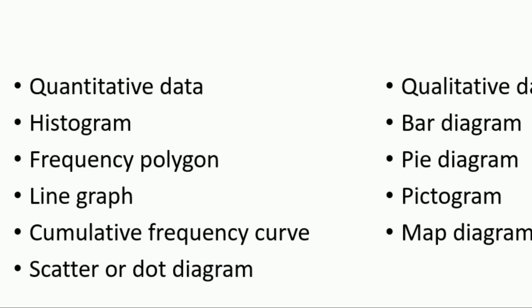The graphical representations that we are using for presenting qualitative data are bar diagram, pie diagram, pictogram, and map diagram. Bar diagram is a convenient graphical device that is particularly useful for displaying nominal or ordinal data. So in case of nominal or ordinal data, we are using the bar diagram.